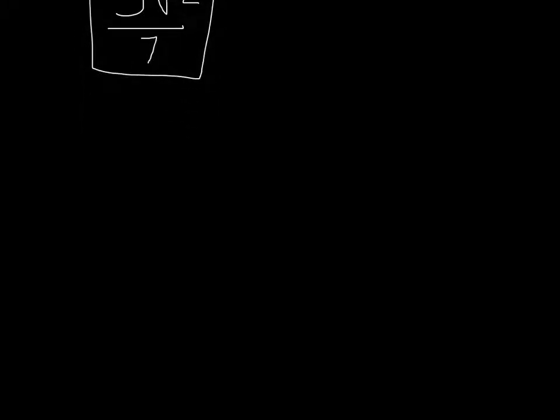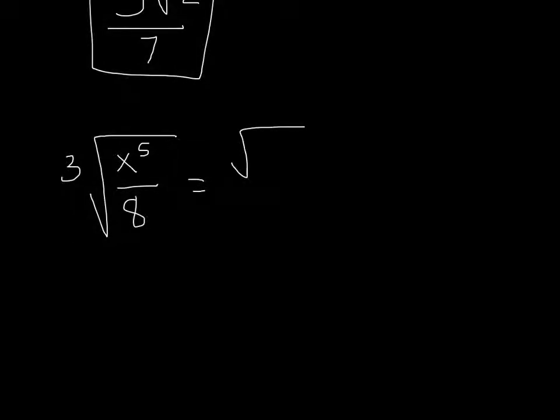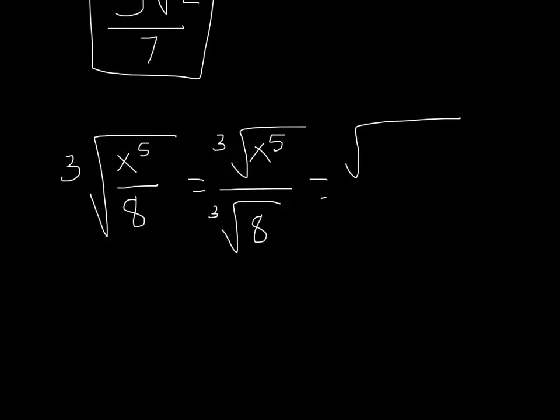So the next one we'll do is the cube root of x to the 5th over 8. And the quotient rule says that we can take the cube root of the numerator and the cube root of the denominator. On the top, it's helpful to picture this as x cubed times x squared, because we have a cube root right here, so we want the item underneath the radical grouped up into something raised to the 3.